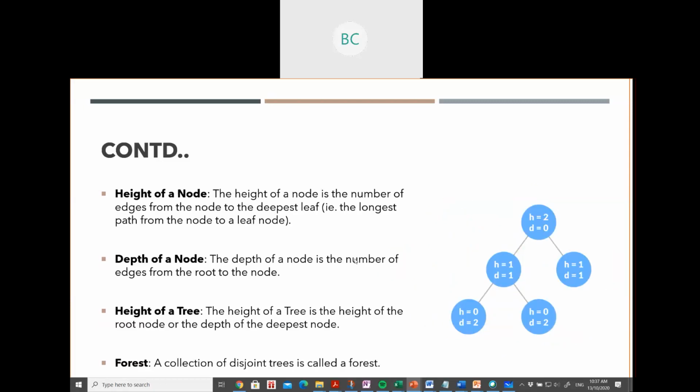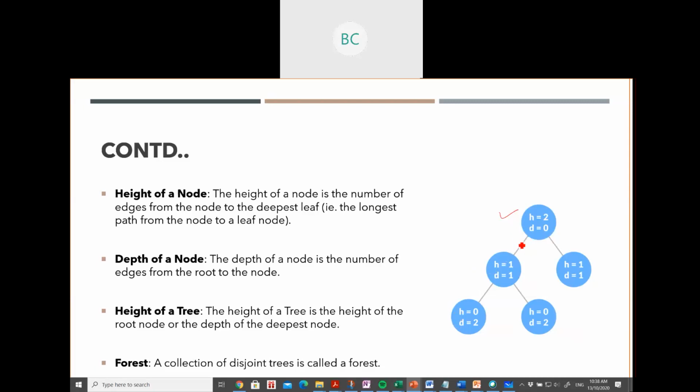So next, height of a node. How can you find the height of a node? The height of a node is the number of edges from the node to the deepest leaf. For example, for this node, what will be the height? You will just find the path to the bottom level.